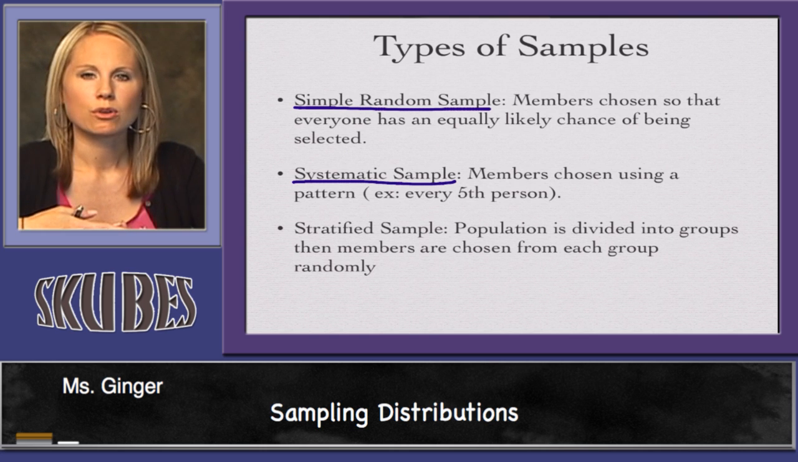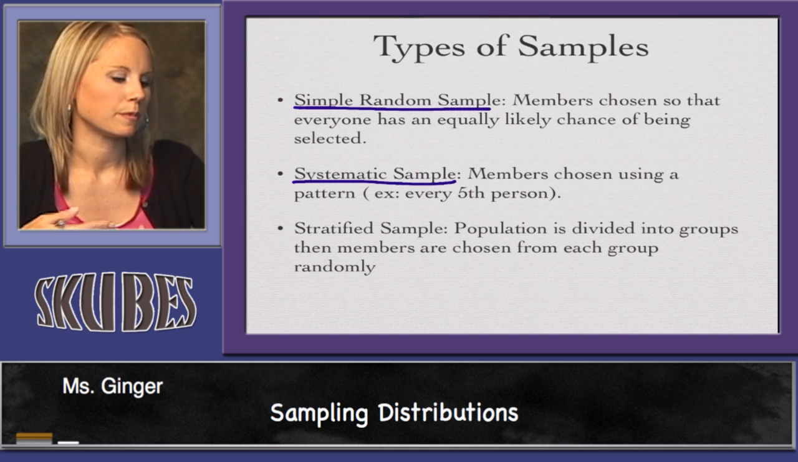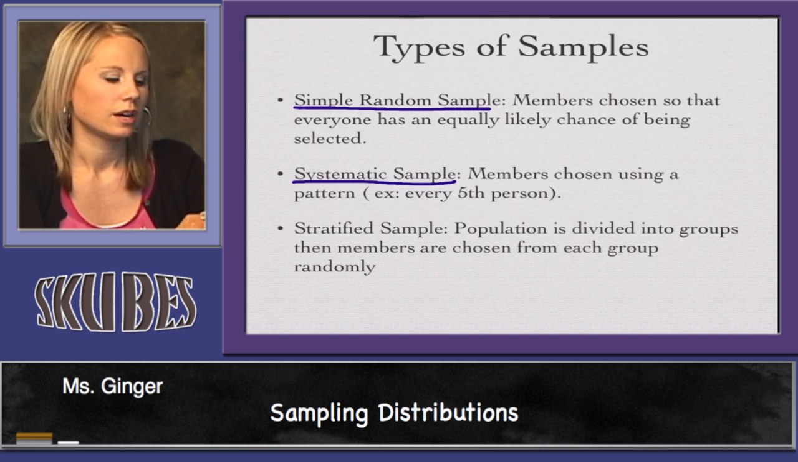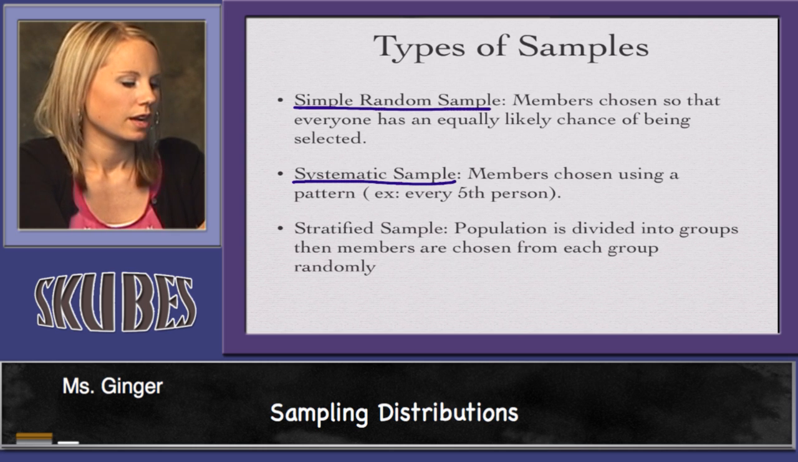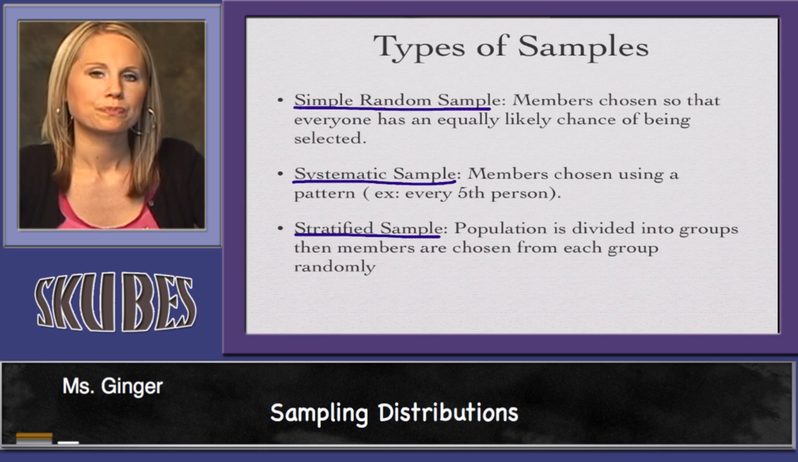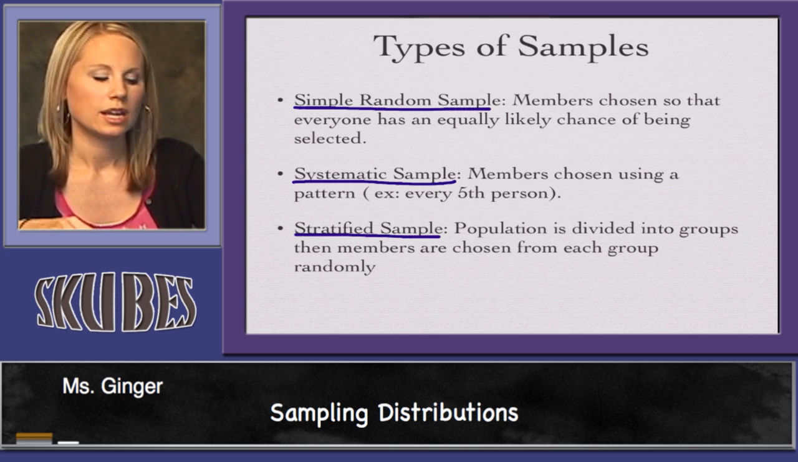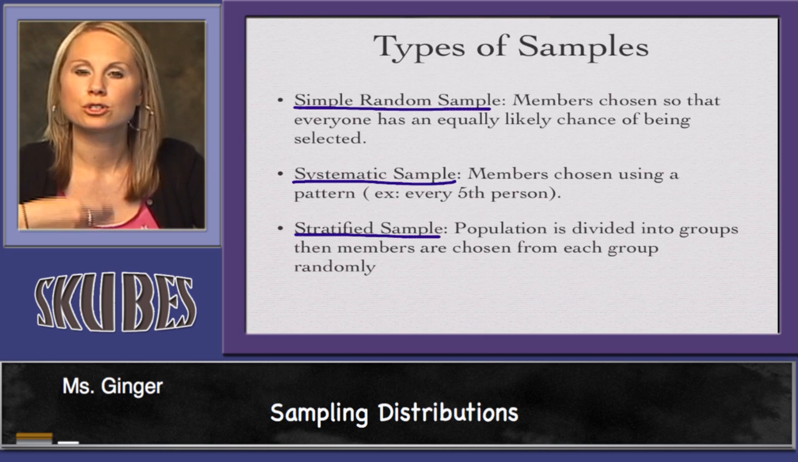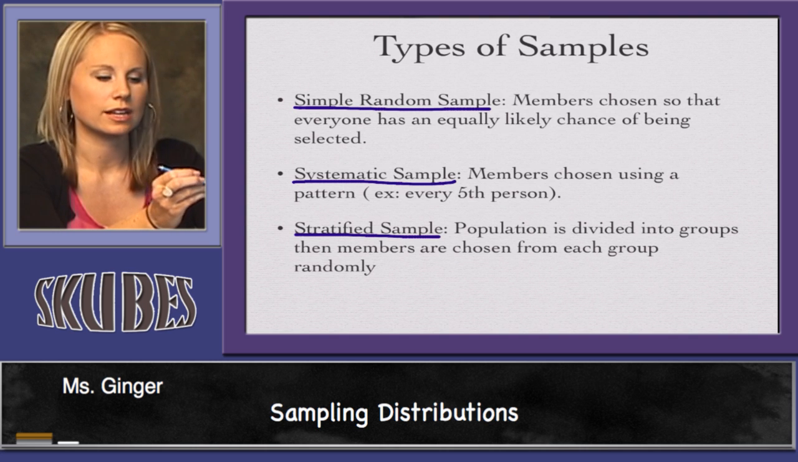You could also use some kind of systematic approach and have a systematic sample where it's still pretty random. You don't know who's going to be chosen, but you've got some system for choosing them, such as maybe every 5th person in the phone book or every 30th person on the voter registration list or something like that. You might also want to use what's called a stratified sample, and that's where you divide your population into groups and then you randomly select members from each group. So first divide into groups and then randomly select from there.